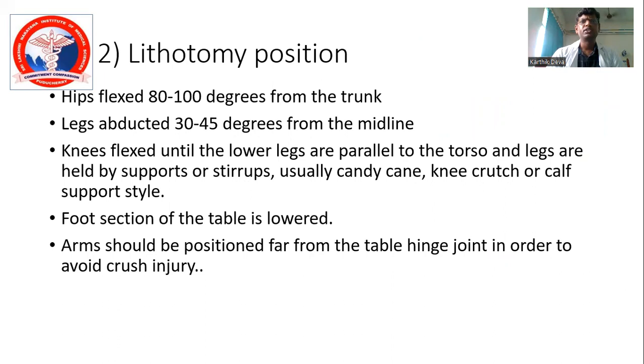As I already said, in lithotomy position, hips are flexed 80 to 100 degrees from the front. Legs are abducted 30 to 45 degrees from the midline. Knees are flexed until the lower legs are parallel to the torso, and legs are held by supports or stirrups, usually candy cane, knee crutch, or calf support style. The foot section of the table is lowered. Arms should be positioned far from the table joints in order to prevent crush injury to the fingers.